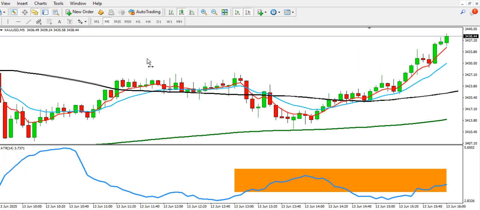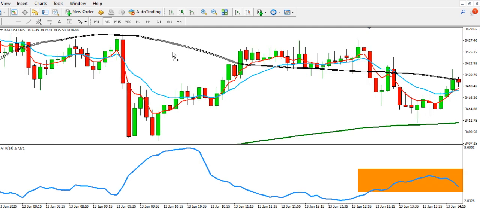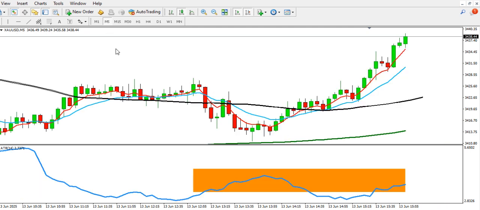Now this gold chart, 5 minutes time frame. The way this strategy works is when all the lines, all these moving averages, I'm talking about the 5 period, the 13 period, the Bollinger Bands, when all three are above the 200 period moving average, that is showing you price is in an uptrend. This is the 200 period.